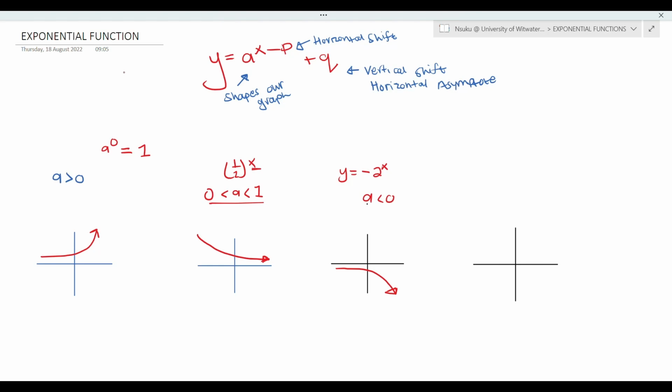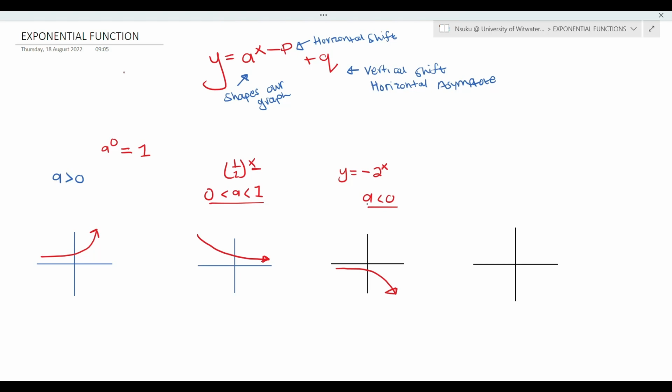So the more we add x, or the greater x becomes, your y value becomes less. For example, I know negative 2 to the power of 1 will be equal to negative 2. Negative 2 to the power of 2 will become negative 4. So basically your graph is decreasing at all times, right? That's the impact of a on a graph that has a negative a value.